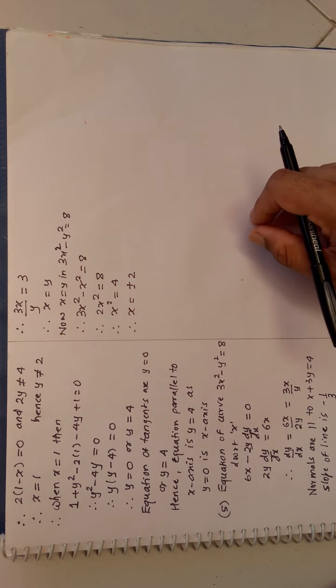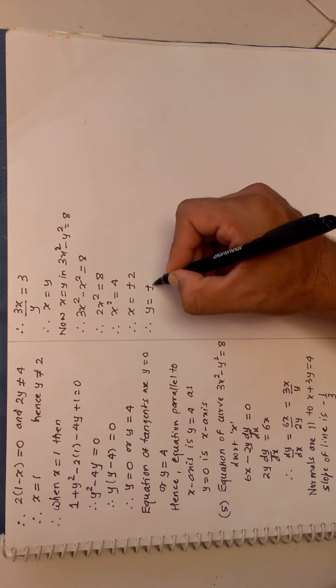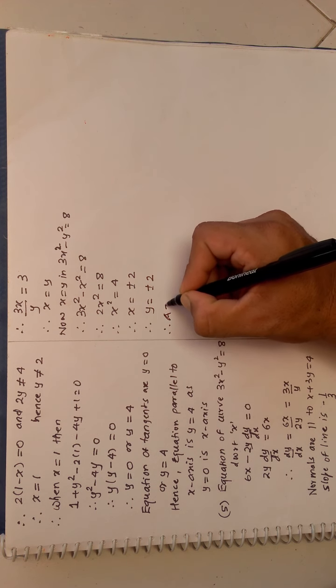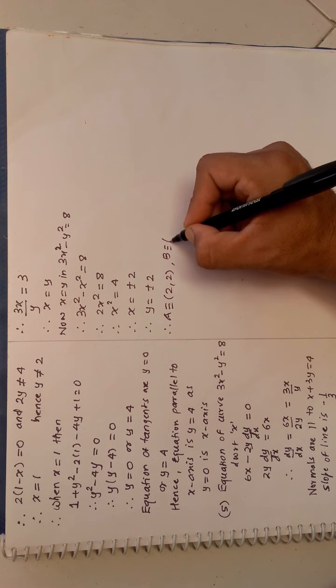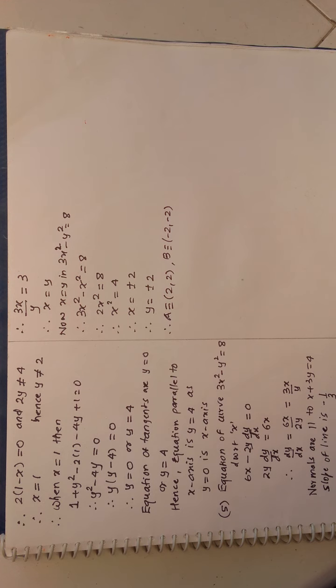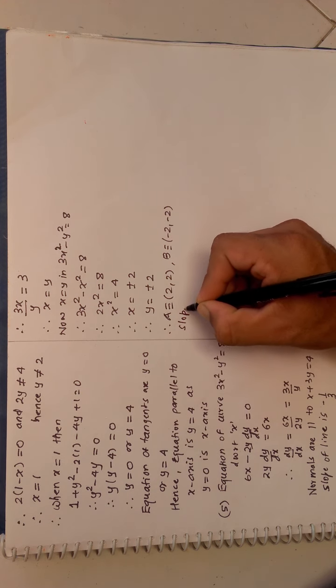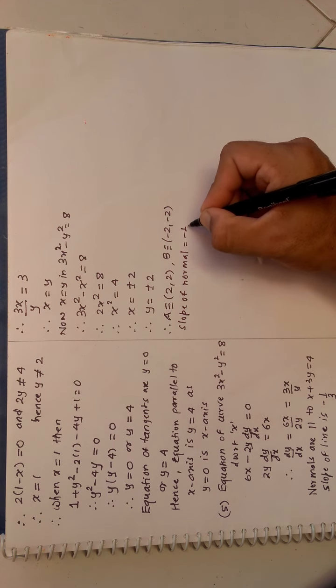Agreed? Now you got x is equal to plus minus 2, therefore y is also equal to plus minus 2. So you get 2 points, one is 2 comma 2 and another is minus 2 comma minus 2. Now if you remember the condition, it said to us that the line is parallel to the normal. So obviously the slope of the line and the slope of the normal are the same. So the slope of the normal over here is nothing but minus 1 by 3.